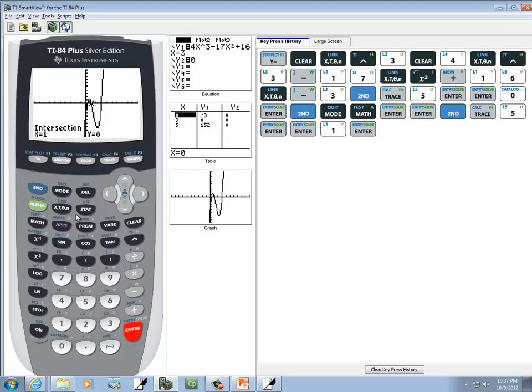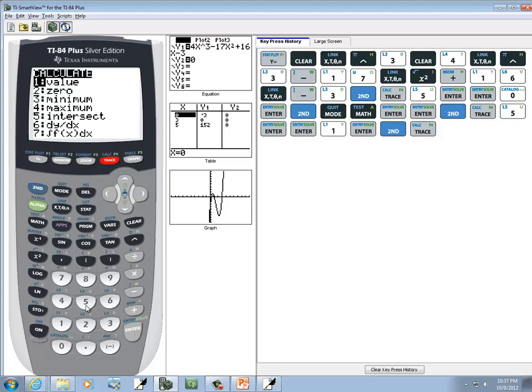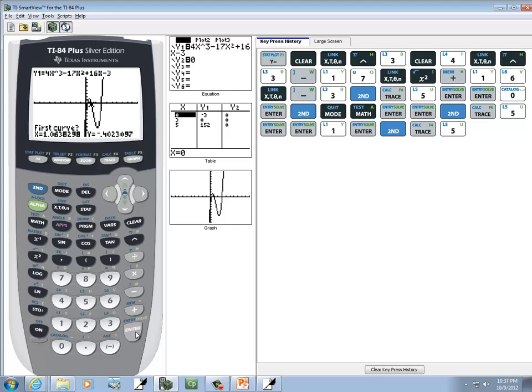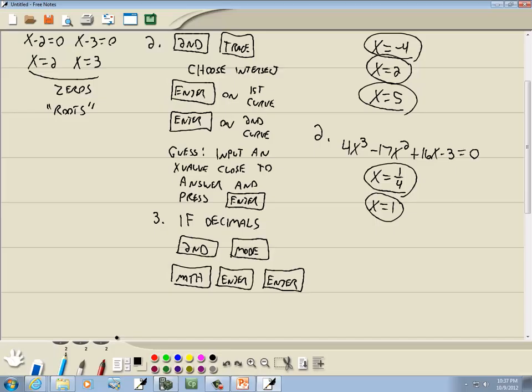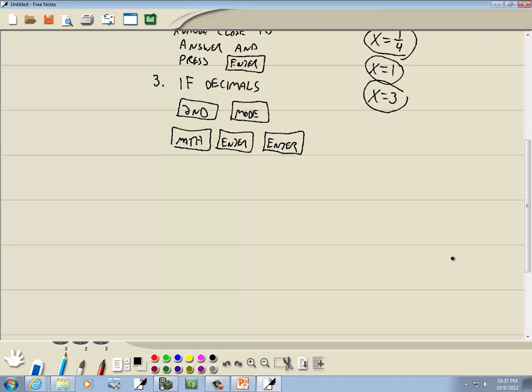And let's find the next one. It's like 3 or 4. So we do second trace, choose intersect, enter, and let me put in 3. And it comes back and tells us 3. Now our largest power was x to the third, which means we had 3 answers, and we found 3, so we're done with that problem.